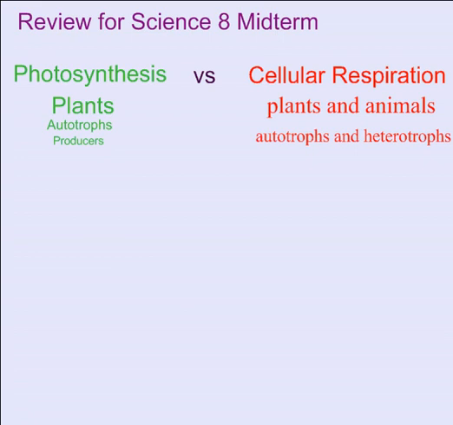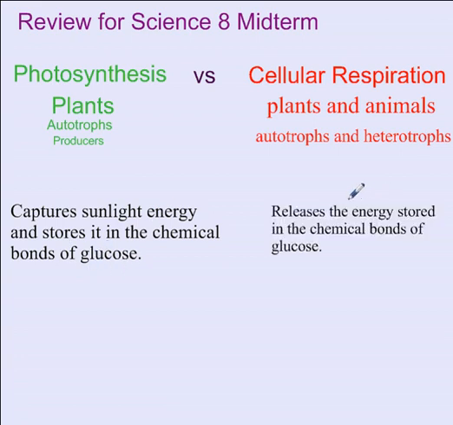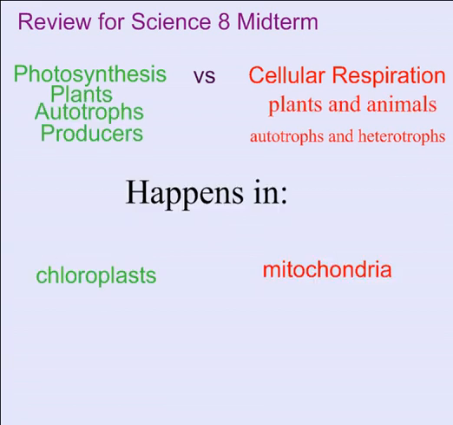If we were to define photosynthesis, it captures sunlight energy and stores it in the chemical bonds of glucose. Glucose is cell food. The purpose of cellular respiration is to release that energy stored in the chemical bonds of glucose. Again, the difference between plants and animals is where they get the glucose from. Plants make it themselves in photosynthesis. Animals need to eat. Okay, let's recall the cell structures where this is all happening. In plants or autotrophs, photosynthesis is happening in the chloroplast. Cellular respiration happens in the mighty mitochondria.